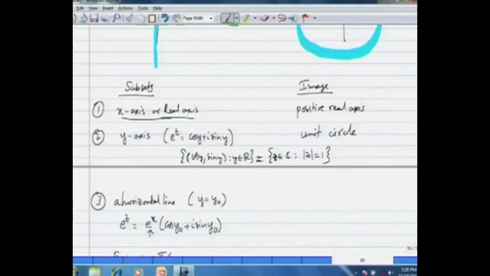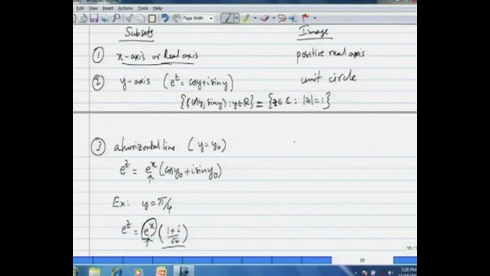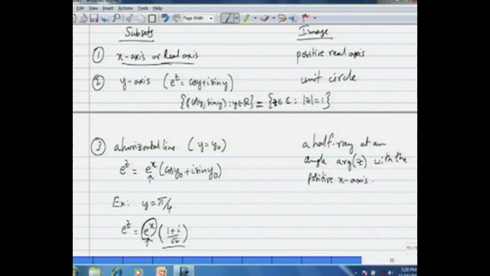Okay. So, the image of such a horizontal line will be the set of all z such that, well, how do you say, it is better described geometrically. I will say this is a half ray at an angle, argument of z, with the positive x axis, okay, without the zero, without the origin itself.